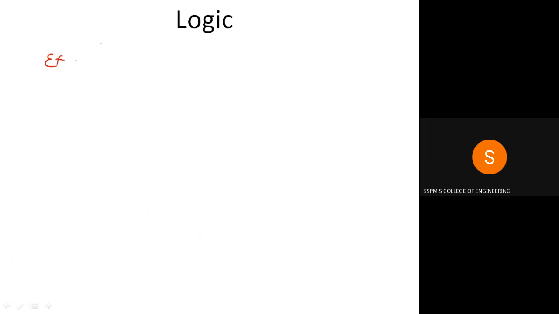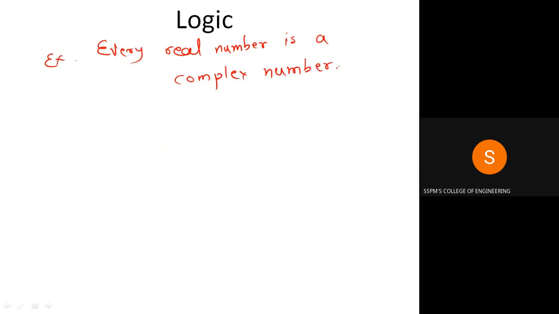Next example. Every real number is a complex number. This sentence is given. Do you think this is a statement? Yes, this is a statement. It is a false statement, but it is still a statement. Real numbers are not complex numbers. They are totally different from each other.